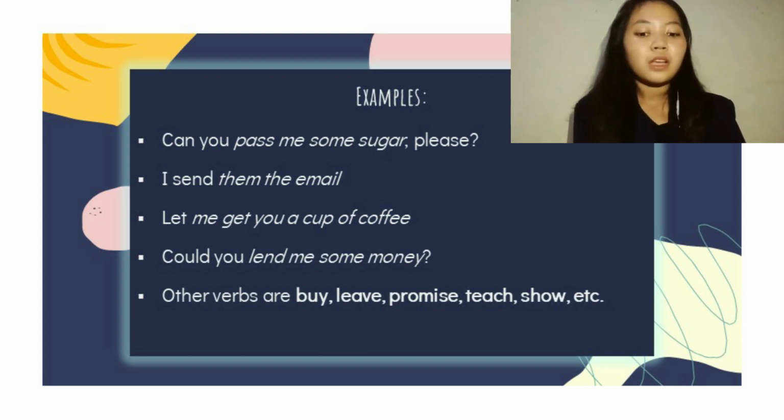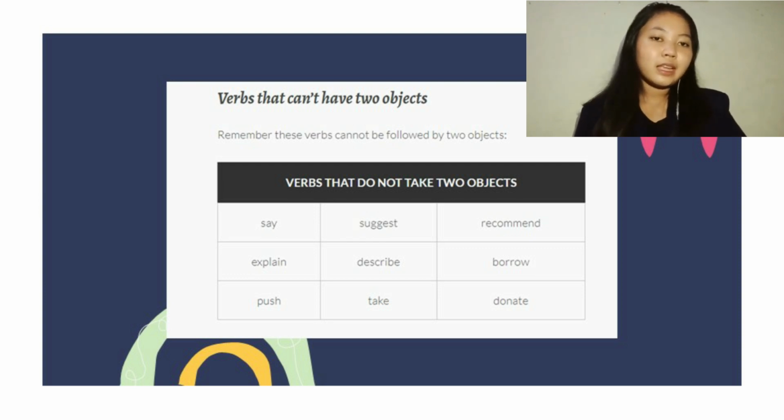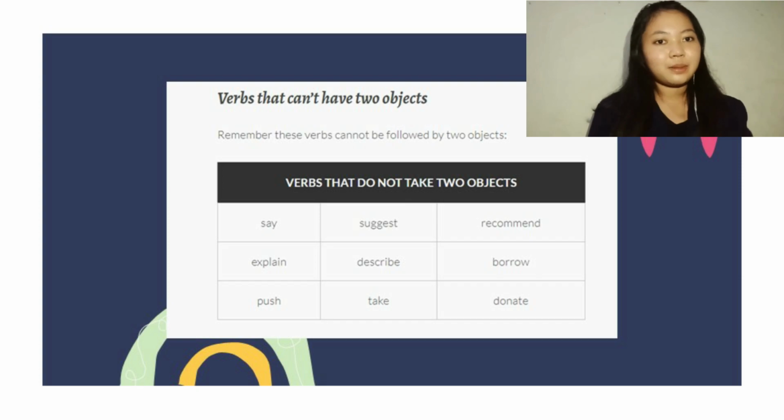And other verbs are buy, leave, promise, and show. And then the next is verbs that can't take two objects. So please remember these verbs cannot be followed by two objects. There are say, suggest, recommend, explain, describe, borrow, push, take, and donate.